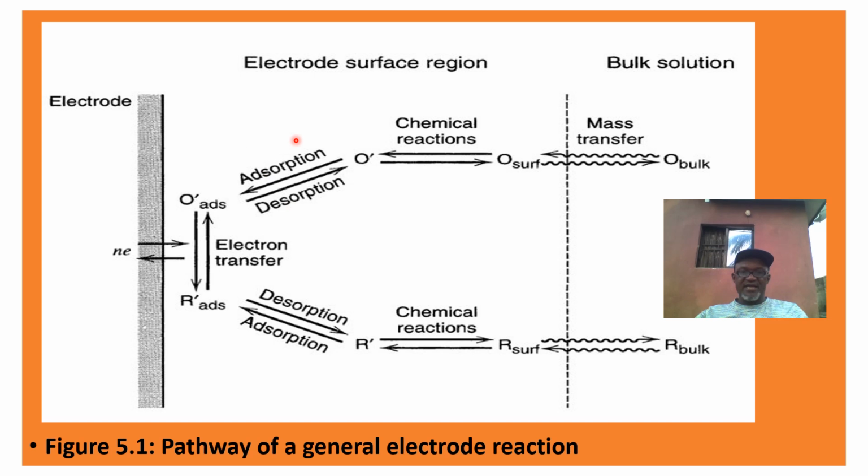Now, if you look at this diagram, look at the electrode and look at the electrode surface region. So we have divided it into two. Don't mind this distance, we just created this distance for you to understand. It's very close to the electrode surface. Now this is the bulk solution. So look at what we have said that is happening. We have electron transfer, adsorption, desorption, chemical reactions, and then we have mass transfer from the surface of the electrode to the bulk of the solution.